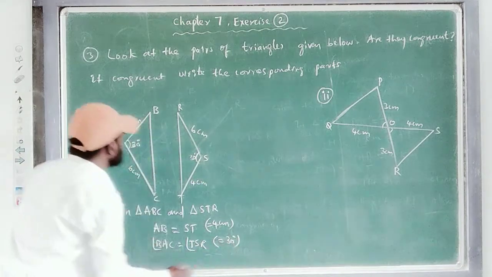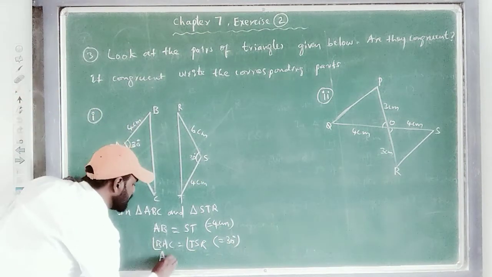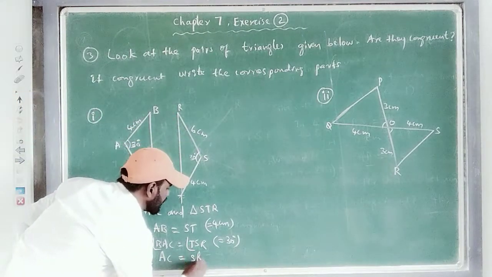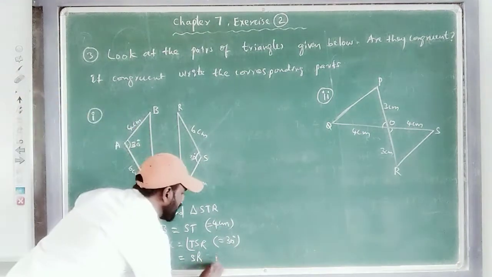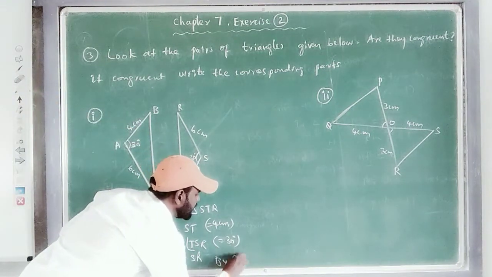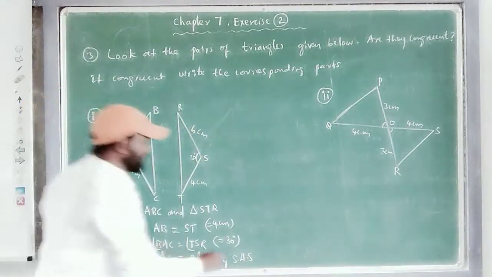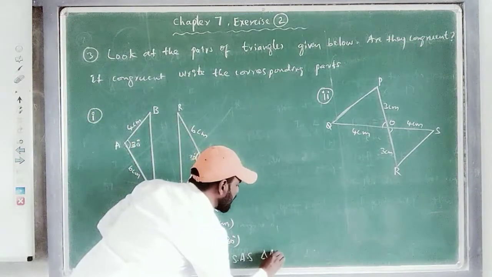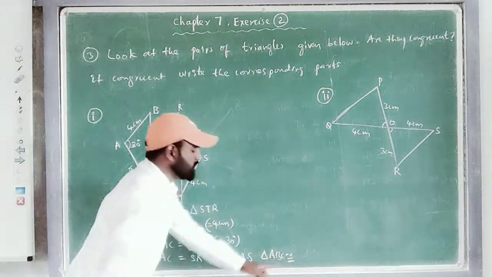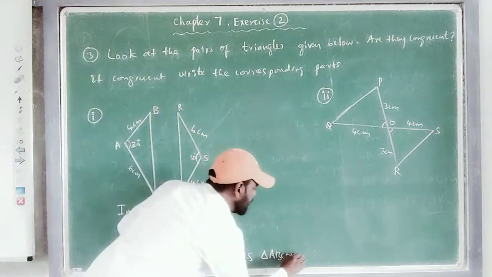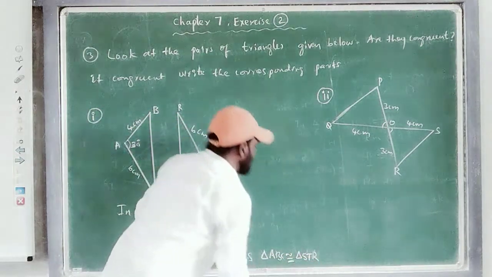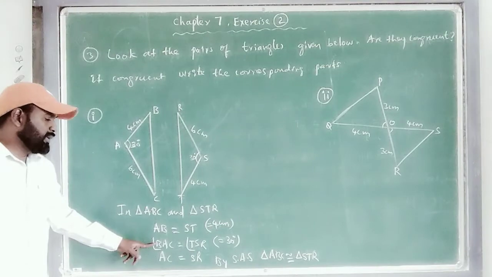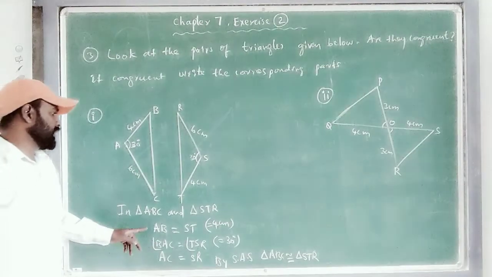Next, the 6 centimeter side, what is that? AC. So AC is equal to, what can I write here? SR. So what are these? Side, angle, side. So by SAS, these two triangles are congruent. So triangle ABC is congruent to triangle STR. This is the symbol of congruency. So these are the corresponding sides and corresponding parts. These two are the sides, and the middle one is the angle included by the two sides. So we can write like this.